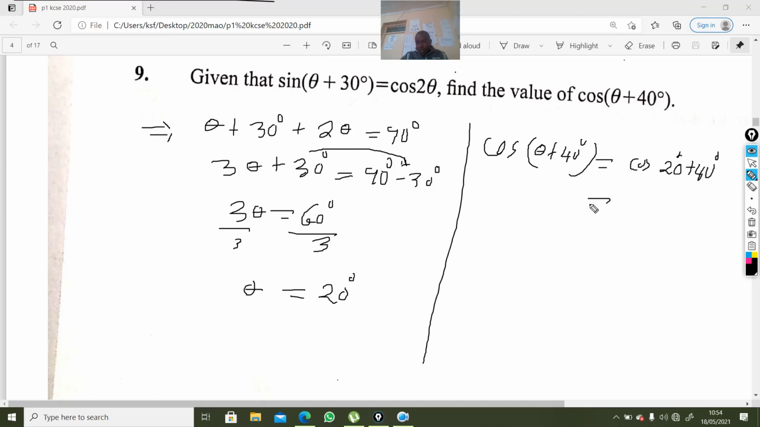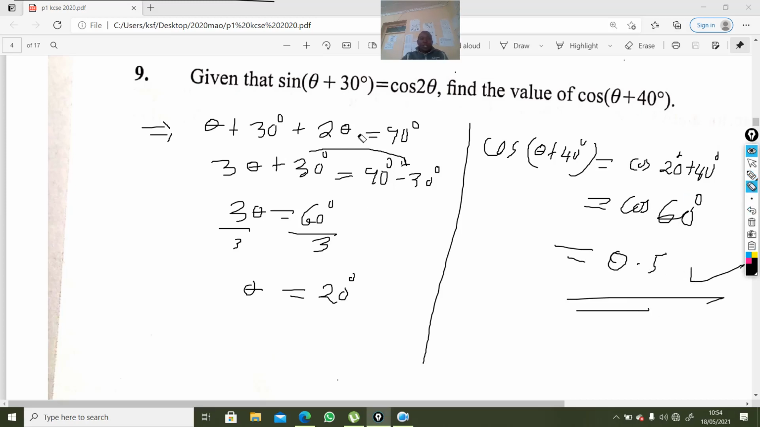Which is equal to cos 60. Cos 60 degrees, and the cos of 60 equals 0.5 or a half. So that is what you are required to do in this question.